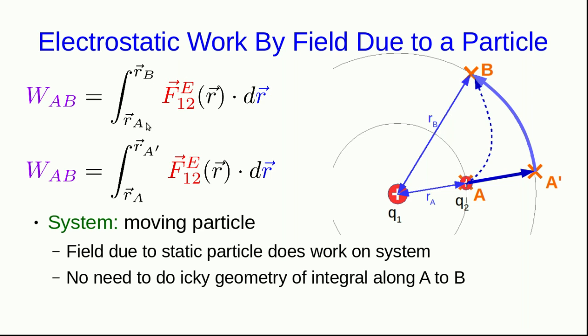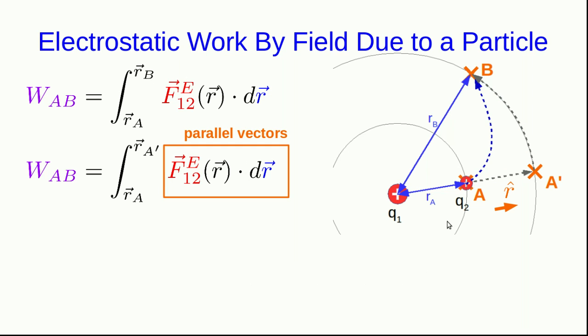Now, instead of integrating from RA to RB, we're integrating from RA to RA prime, and that's going to be much simpler because the force and the dr vectors are going to be parallel along that whole line, and so the dot product ends up being easy. So let's see that in detail.